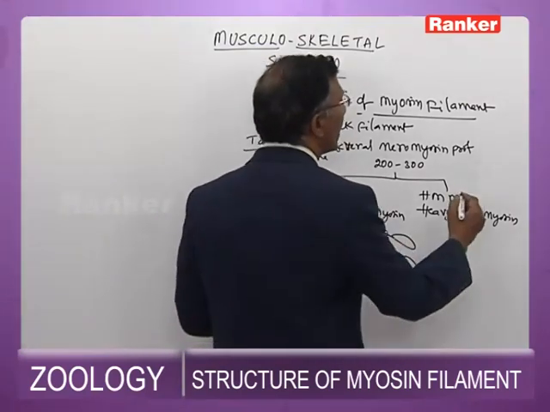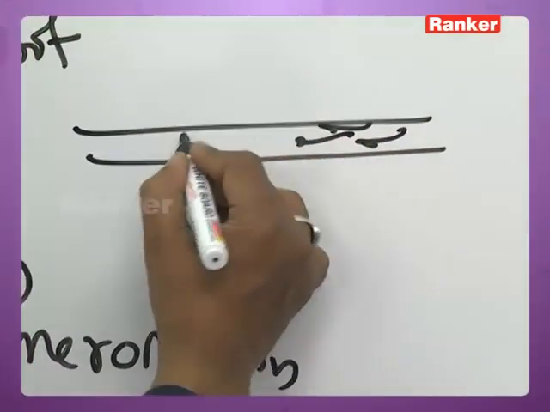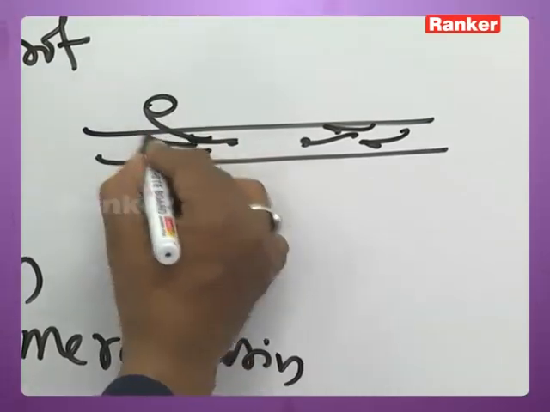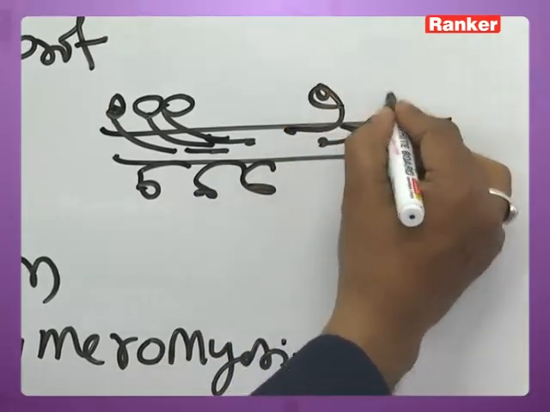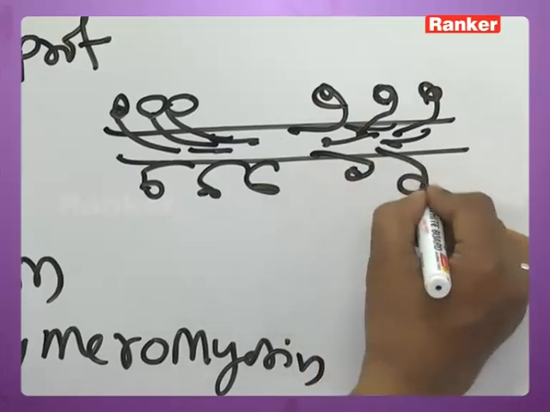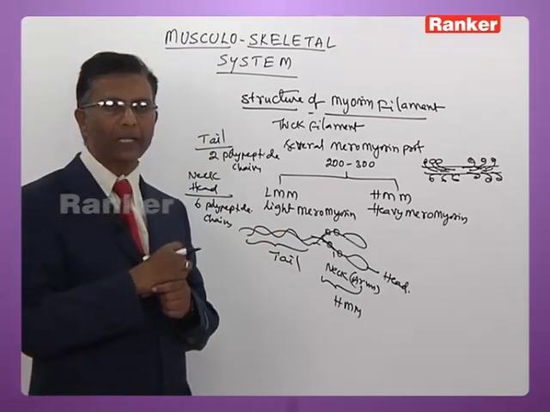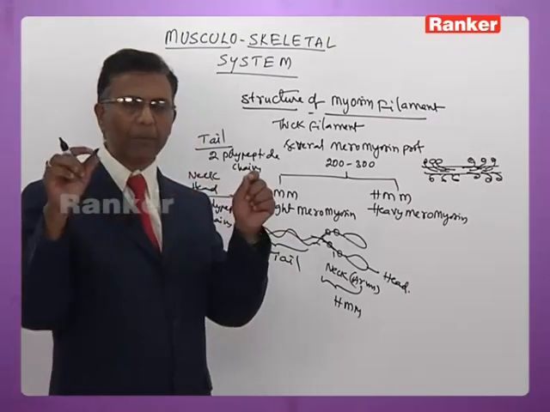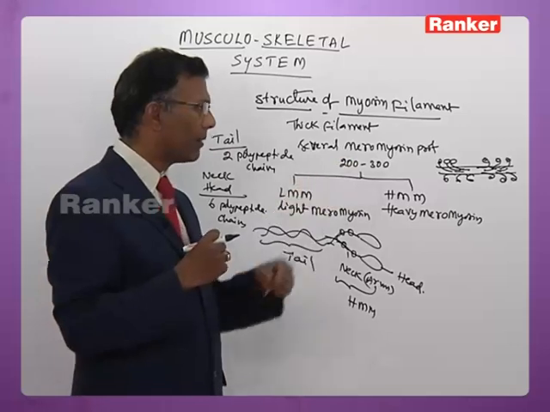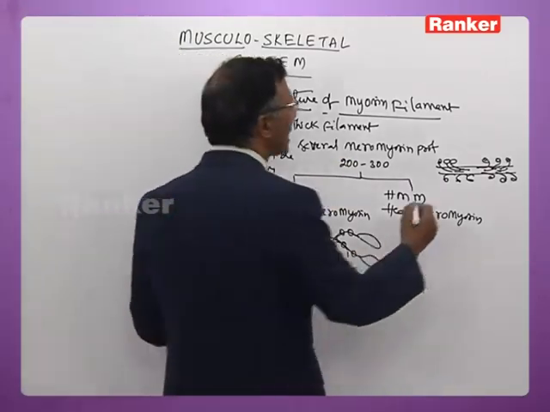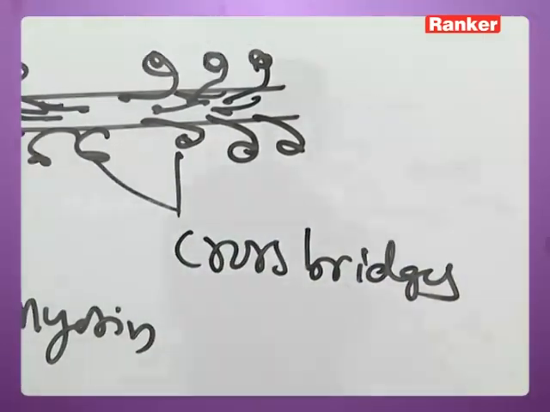If you take a thick filament here, all the tails are towards the center, towards the H zone, whereas the head parts emerge out from the thick filament in the form of reversible structures. All the tail parts, the LMM parts, are embedded within the thick filament, whereas the HMM part, that is the heavy meromyosin part, along with its arm, projects out from the thick filament in the form of reversible structures. These reversible structures are called cross bridges.